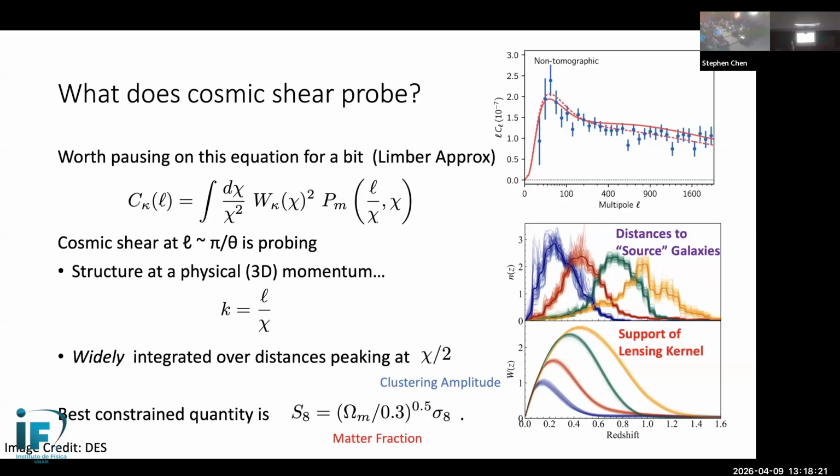In the end, when you do all this, conventional analyses tell us that the best constrained quantity is called S8, which is a combination of the matter fraction Omega_m to the 0.5 times the matter clustering amplitude sigma_8. This is the best measured quantity in weak lensing, and it's the basis for the S8 tension in these measurements. Sorry, a question.